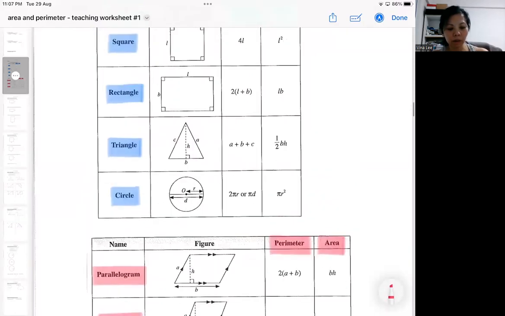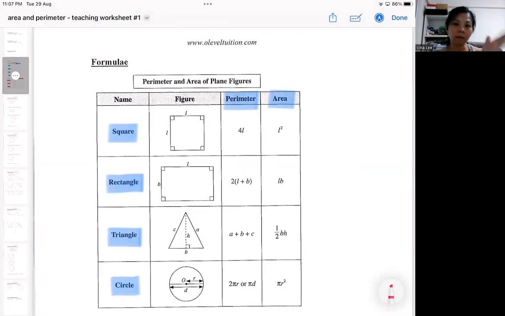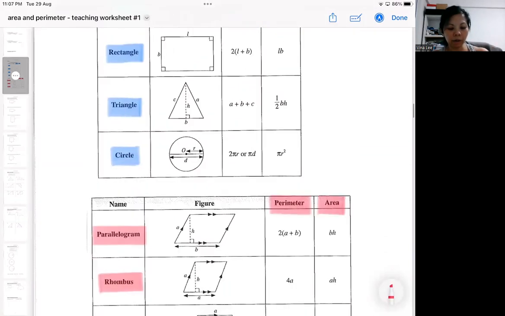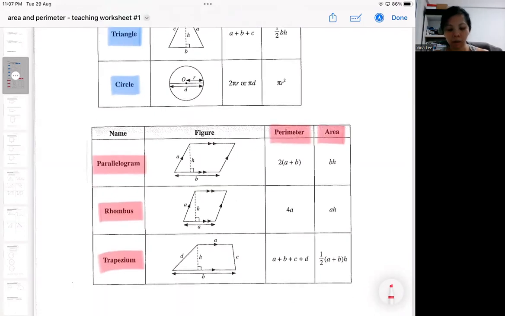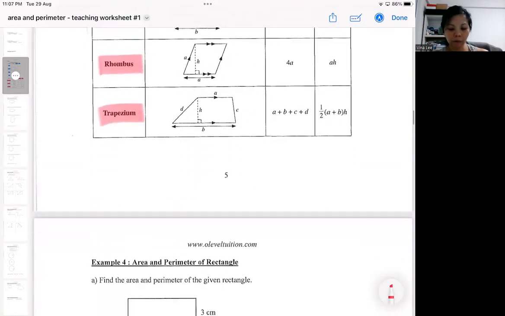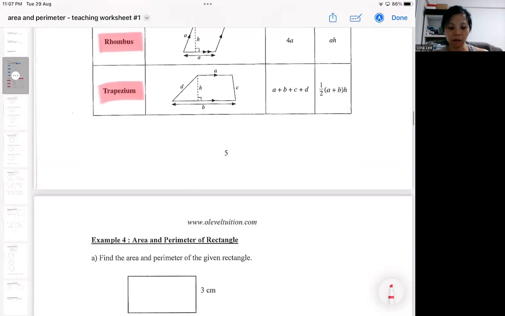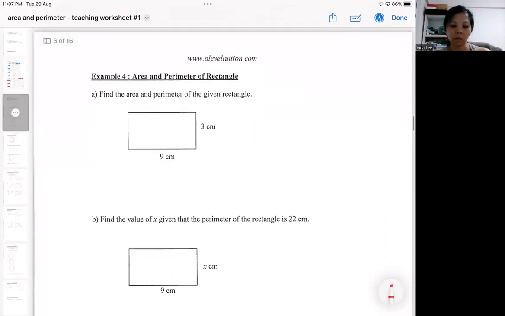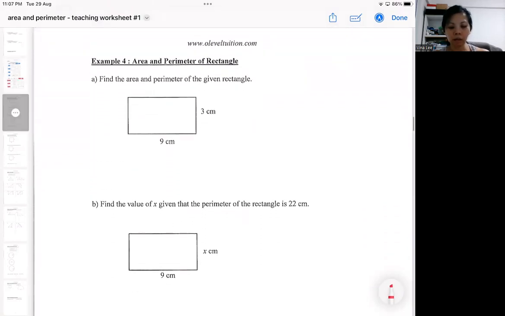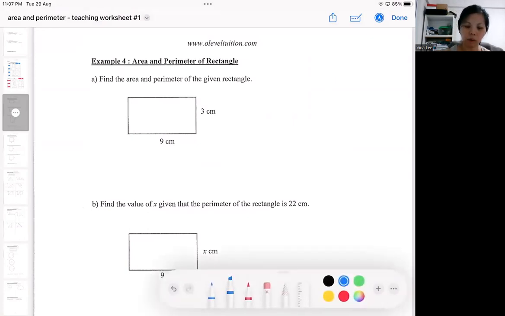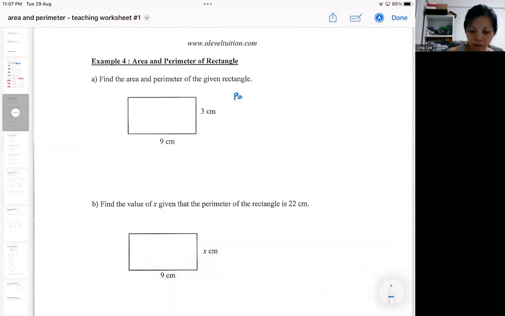I will be doing this section by section, covering until the next teaching worksheet. These are the various shapes that you will be learning. I will be covering rectangle and square together. For the rectangle, it's a very simple thing. Most of you will know that if you are asked for the perimeter of a rectangle, it's not an issue. You will just add up all the sides.